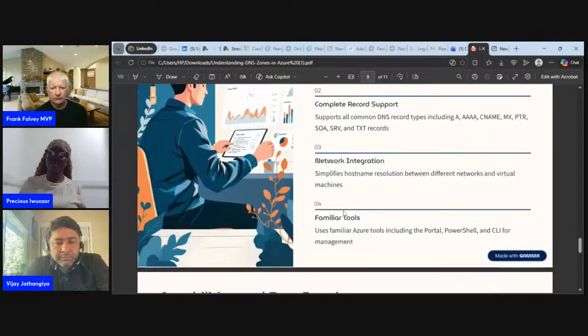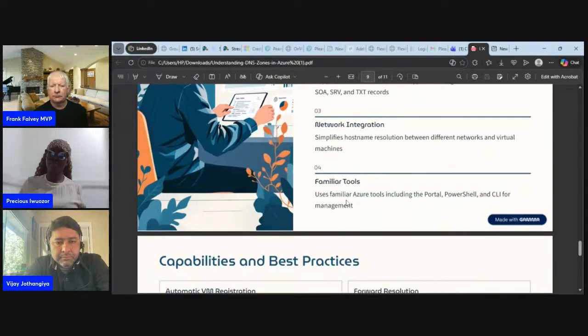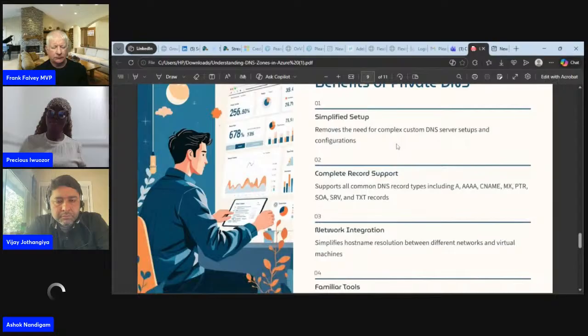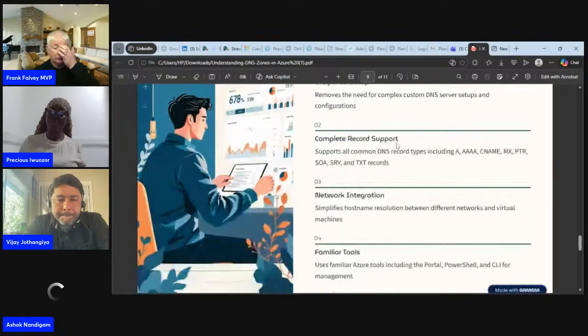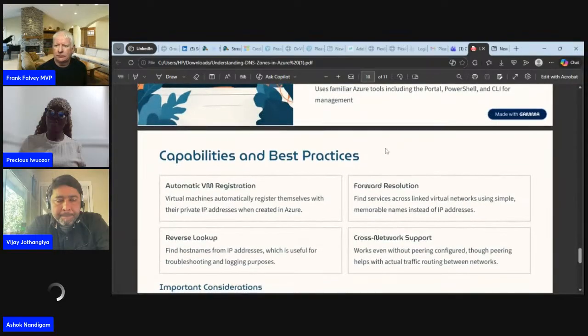Now, the network integration simplifies hostname resolution between different networks and virtual machines. The last one here, which is also not the least, is that it uses familiar Azure tools, including the portal, PowerShell, and the CLI for management. So these are the benefits you can find around private DNS in Azure private domain name system.